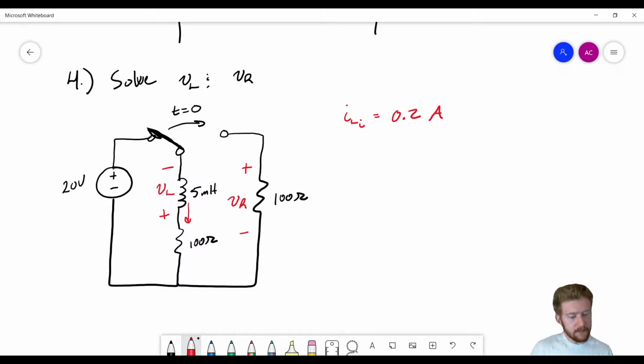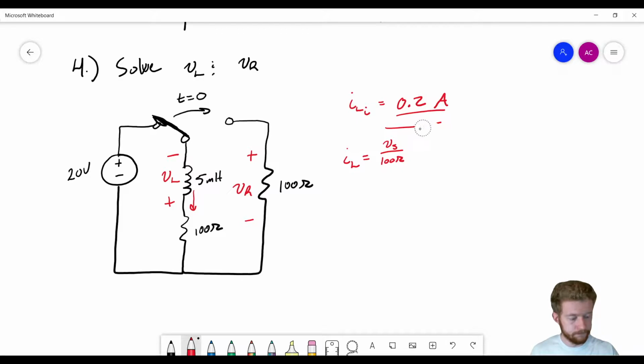Now, using this information, we can derive the expression for the current through that inductor, because with inductors, it's typically easier to work with their currents. So let's start by working that out. IL is going to be equal to its initial value of current, which was Vs divided by 100 ohms here, because the supply was initially having to supply current only to that 100 ohm resistor. So it's Vs divided by 100 ohms, which we said was 0.2 amps.